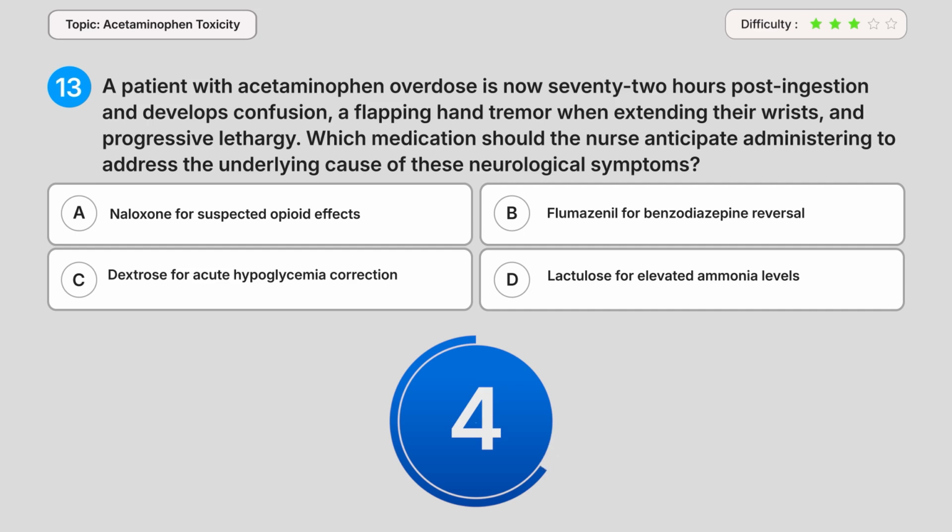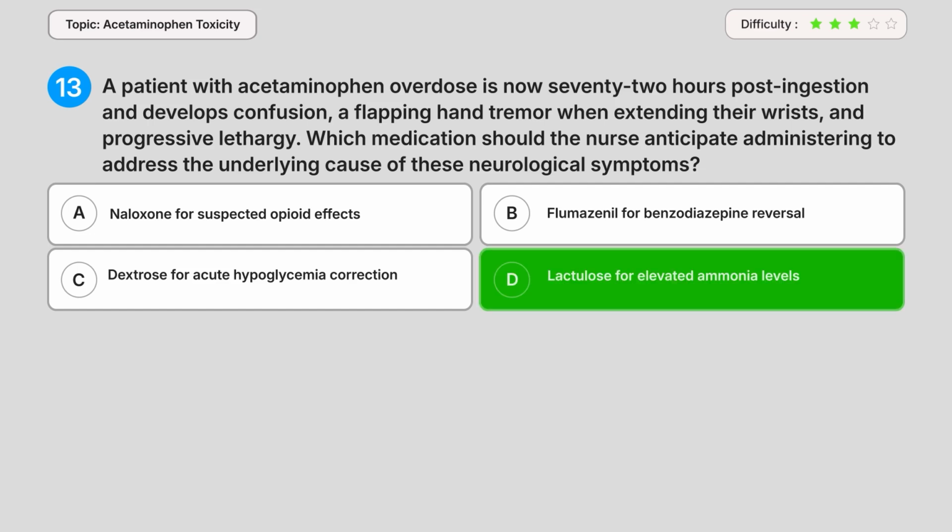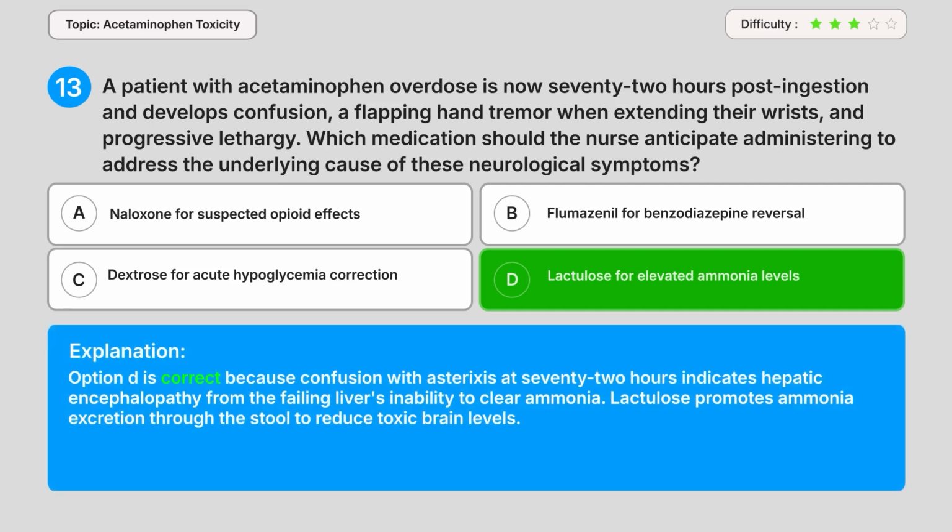What do you think is the answer? Correct answer, D. Lactulose for elevated ammonia levels. Explanation. Option D is correct because confusion with asterixis at 72 hours indicates hepatic encephalopathy from the failing liver's inability to clear ammonia. Lactulose promotes ammonia excretion through the stool to reduce toxic brain levels.